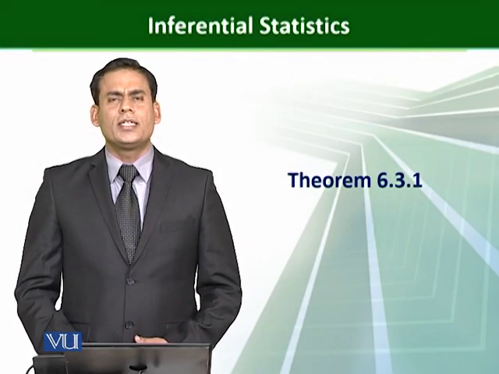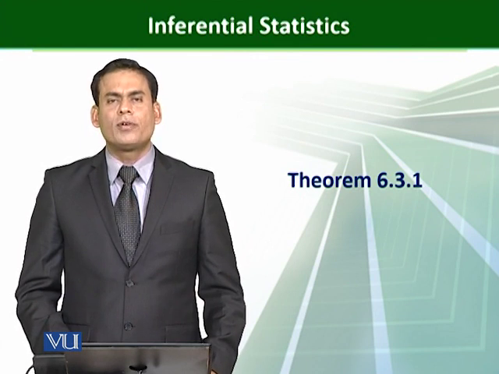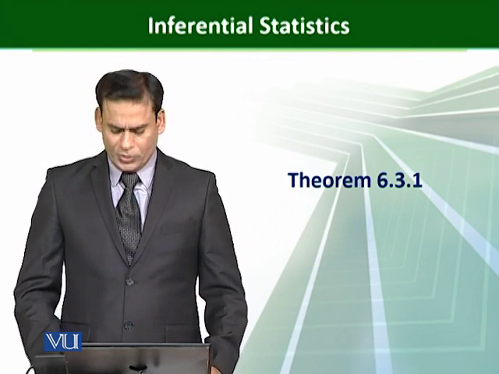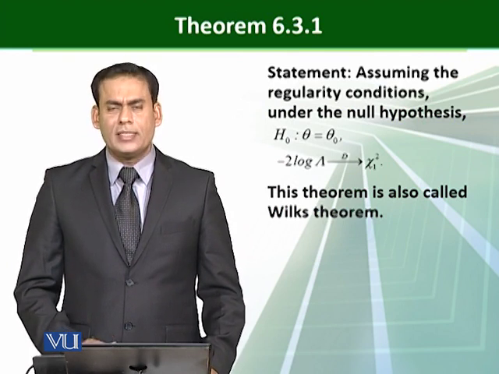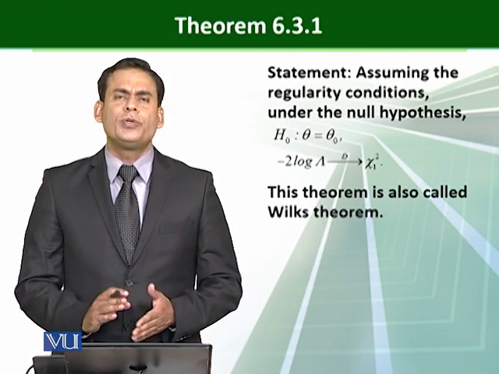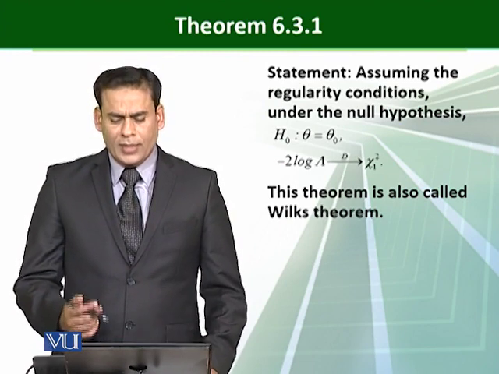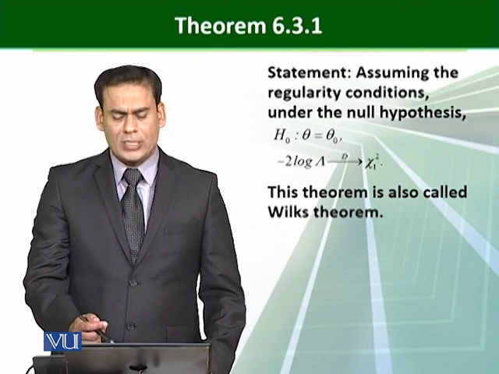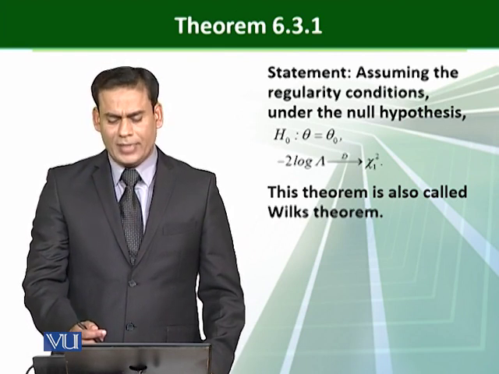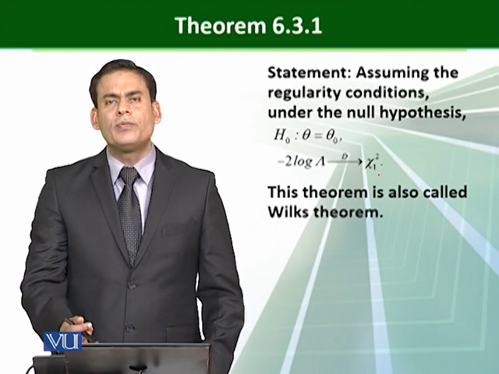Now we are going to discuss a very important result that is in the form of Theorem 6.3.1 from Hogg, McKean and Craig's book. The statement is that, assuming the regularity conditions, which we have already discussed in the maximum likelihood portion, under the null hypothesis that theta is equal to theta naught, minus 2 log capital delta tends in distribution to chi-square with 1 degree of freedom.